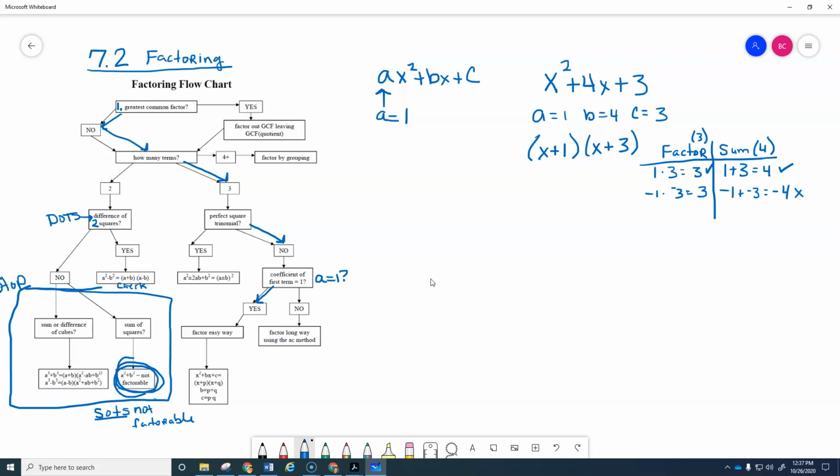Clear as mud. Let's do it again. Let's do x squared plus 7x plus 12.